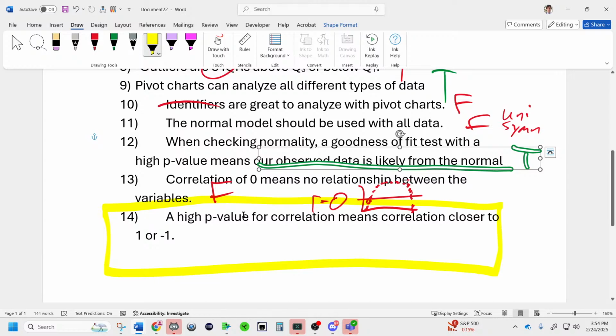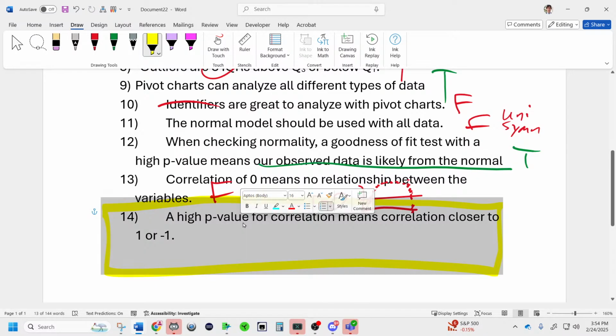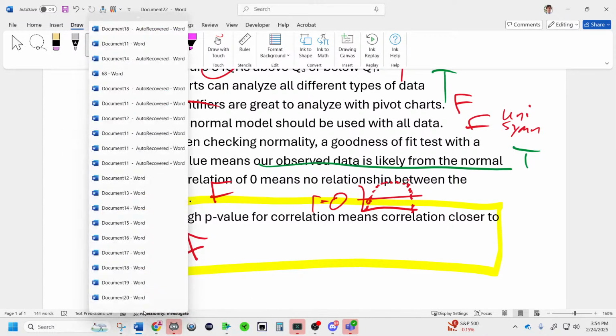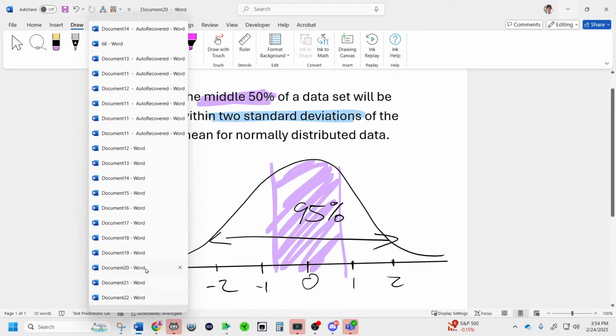Ooh, well, wait, yeah, so is this true or false down here, Harrison? I think you might be on the right track. A high p-value for correlation means the correlation is closer to 1 or negative 1. True or false? Last one right here. It's false. A high p-value for the correlation means the correlation is closer to 0. You might have been implying that right there.